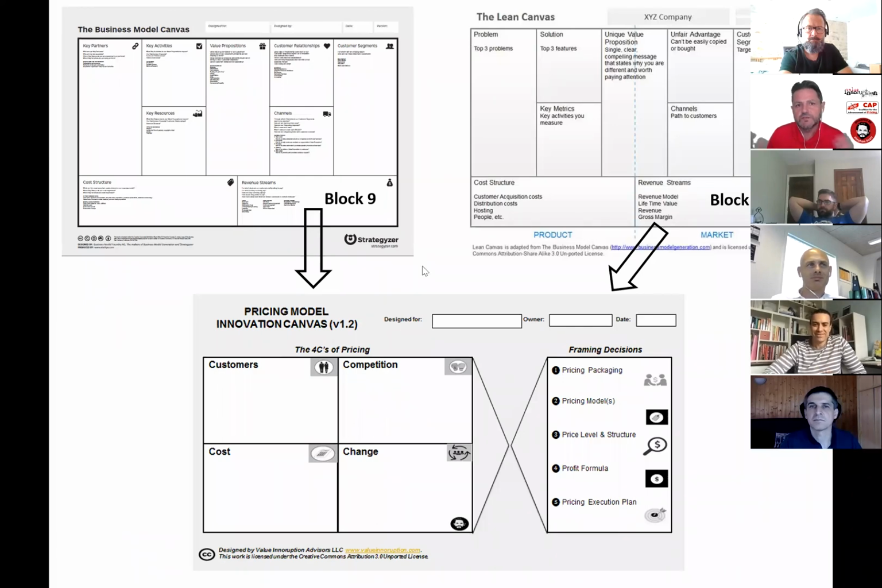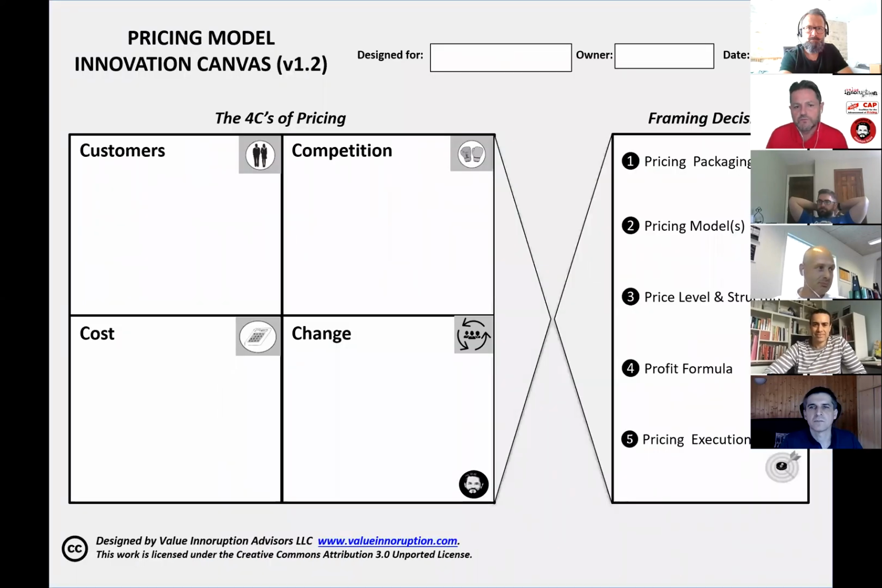So this is a beautiful blown-up version of the canvas. It's version 1.2, which I redesigned a little bit, and it's work in progress. I'm looking forward to working with some of you to look at how we can make this even better. In version 1.2, I changed a little bit of the framing decision on the right, and I wanted to keep it at 5. You can see the 5 blocks of decision on the right are around more digital, right?